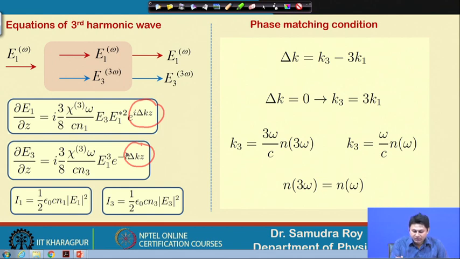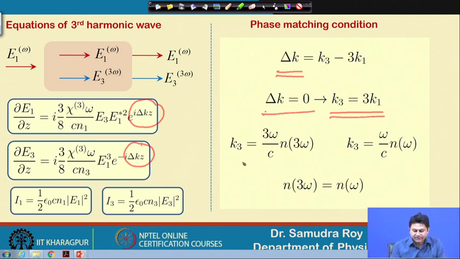Now, in order to have a phase matching condition, we know that this delta k has to be 0. That means the phase mismatch between the third harmonic wave and the corresponding fundamental wave is 0. Delta k equal to 0 basically gives us a condition that K3 has to be equal to 3 K1. Now, K3 is the propagation constant of the third harmonic wave.